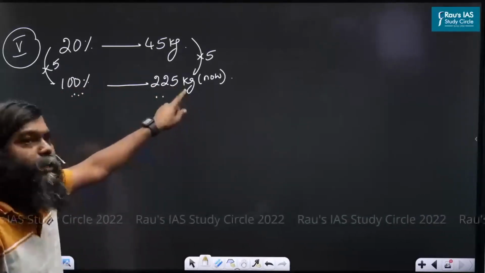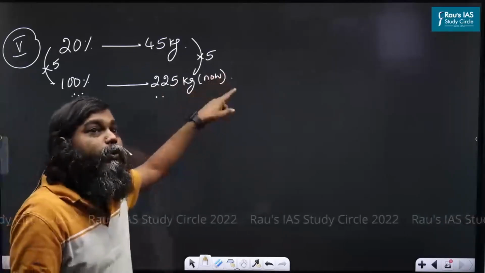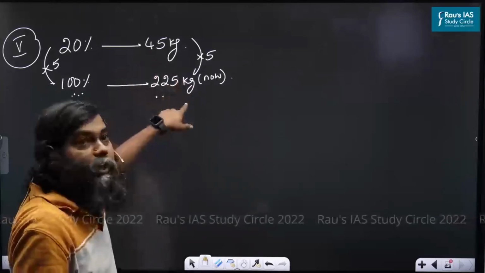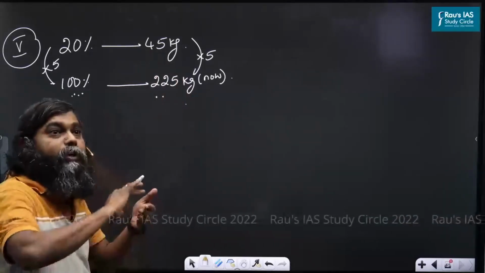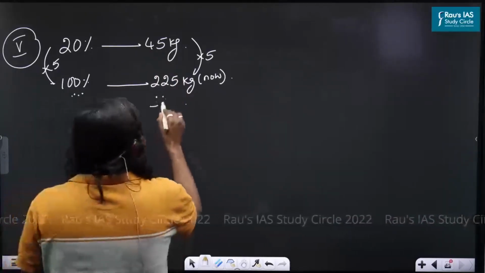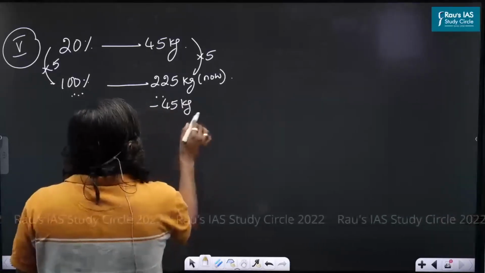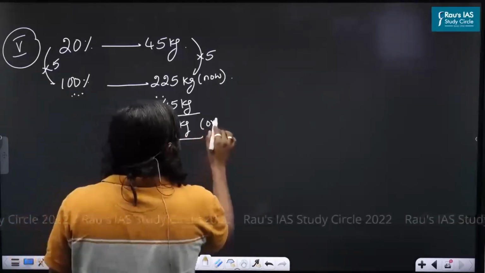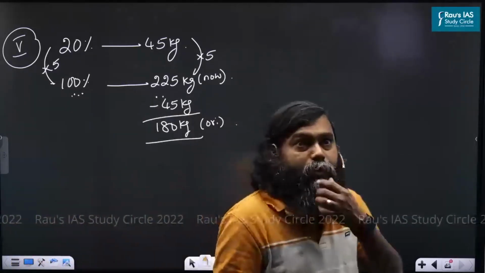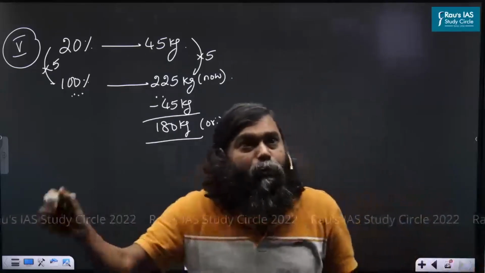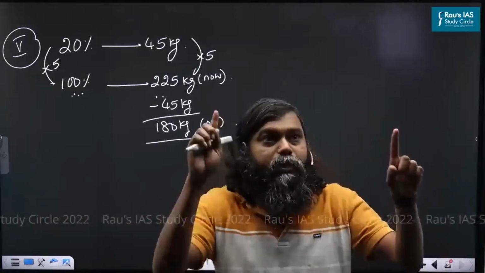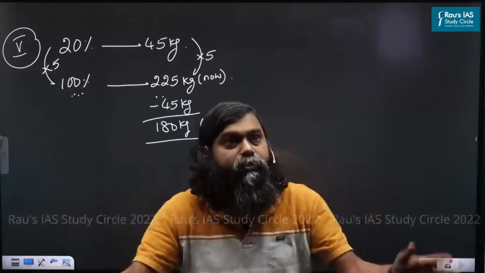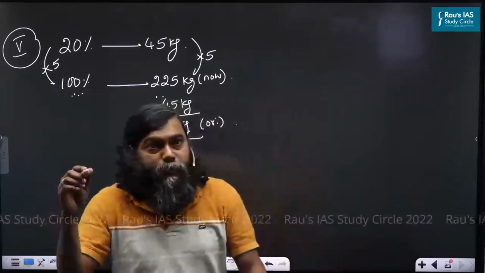Sir, why are you writing now, why not the original? You will ask like this. The price changes, so this becomes the new consumption. That means after 45 kg added, what is the original consumption? Minus 45, 180 kg. While reading the question, you have to read equal: 20% equal to 45 kg, 100% equal to 225 kg. Now finished, no need of solving the question.